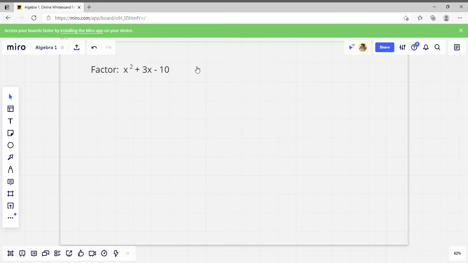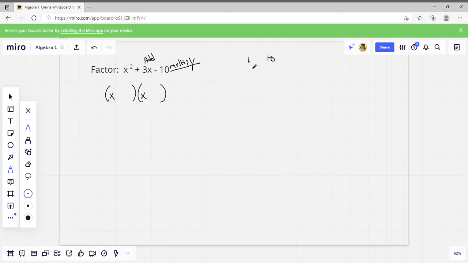Okay, this one, same thing. All right, so we're going to draw our parentheses, and we're going to put an x at the beginning of each, and we have to multiply to get this number, and we have to add to get this middle number. So we have to multiply two numbers together to get negative 10. That could be 1 and 10, 5 and 2, and that's it. So it's either 5 and 2, or 1 and 10. One of them is going to be negative because I have a negative sign right there.